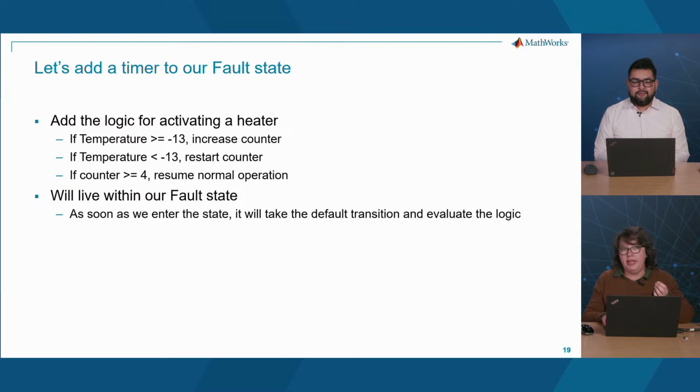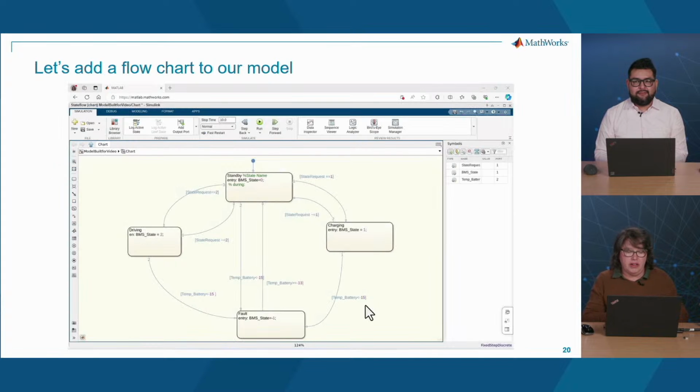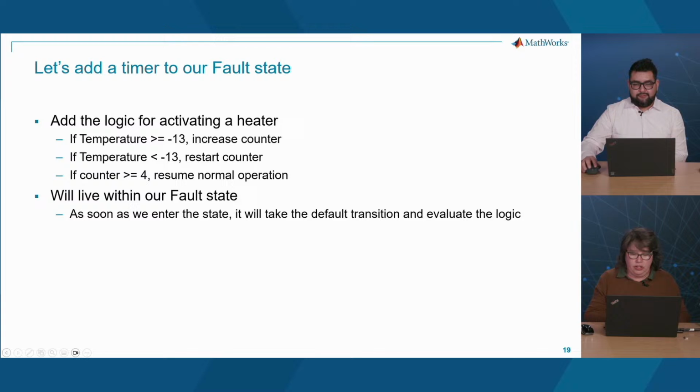So what's going to happen is when we enter the state of fault, we're going to immediately start essentially a different chart. It's what we call a subchart, where you have a chart within a chart kind of thing. This is the subchart of that. And it's going to take that default transition in and then go ahead and evaluate the logic. So let's go ahead and build this one too.